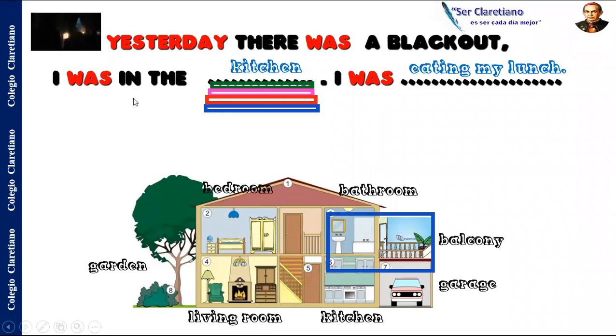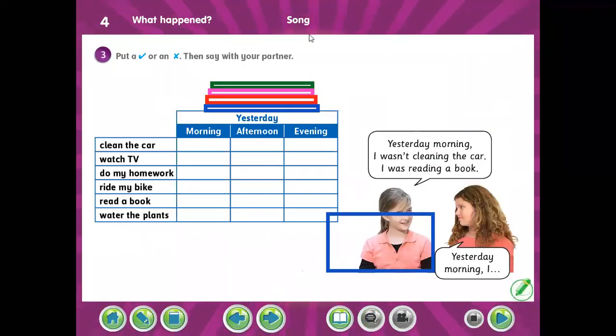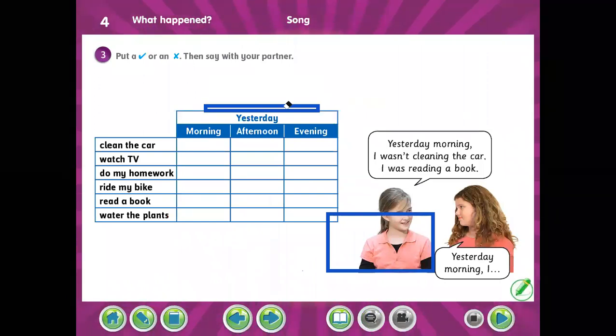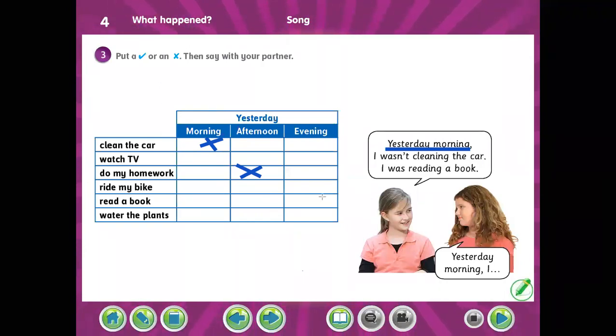Also, you can use this example. Yesterday, there was a blackout. I was in the kitchen. I was eating my lunch. If you prefer, you can use your book. In your books, you have another example. You are going to talk about activities you were doing yesterday morning, yesterday afternoon, and yesterday evening. In your groups, please, you are going to practice this. Yesterday morning, I was in the garage. I was cleaning the car. Yesterday afternoon, I was in my bedroom. I was doing my homework. Yesterday evening, I was in the living room. I was reading a book.